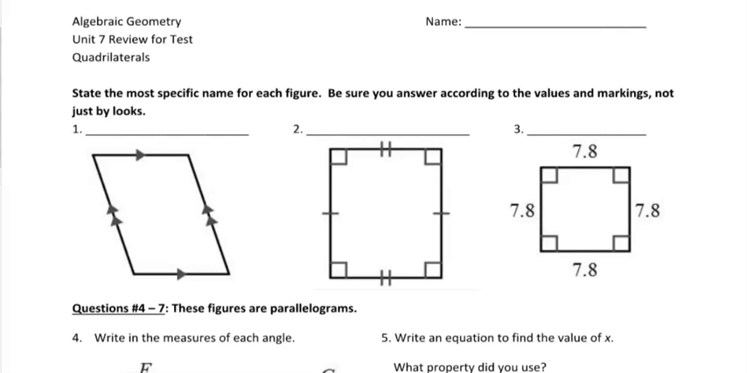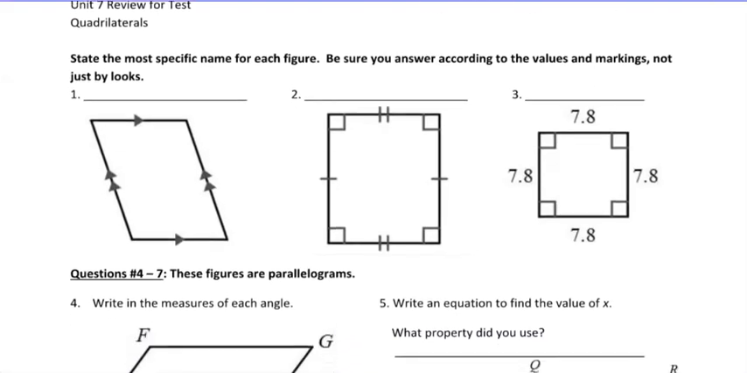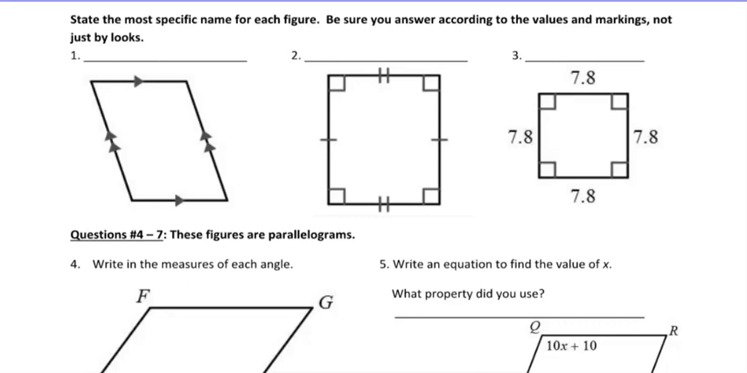All right, review for the Unit 7 test. State the most specific name. Now, this is very important. I won't talk about it, but there are a lot of names for many of these shapes. Like number 1, could be quadrilateral, but it's not the most specific name.